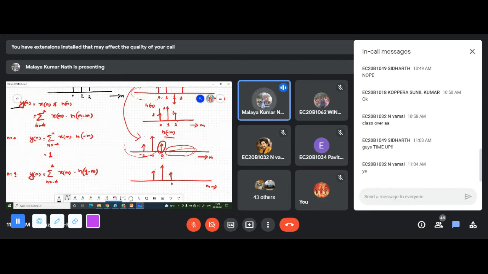So this is equal to 1, this is equal to 2, and this is equal to 1. This is 0, this will be minus 1, and this will be 1. I hope it is clear to you. So this will give rise to your h of 1 minus m. Now what you have to do is multiply this x of m with h of 1 minus m.